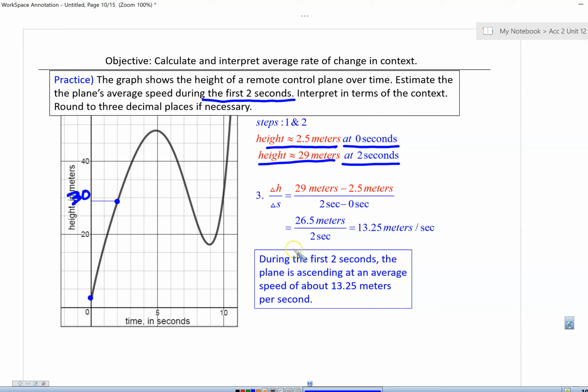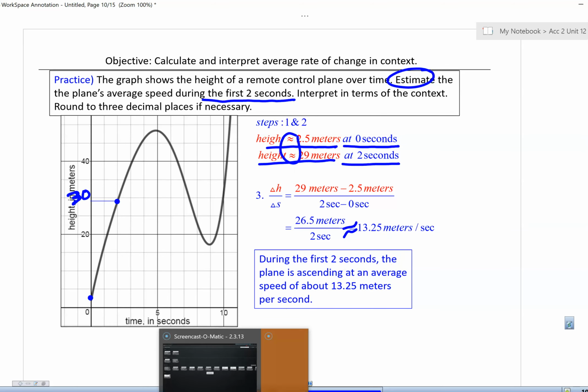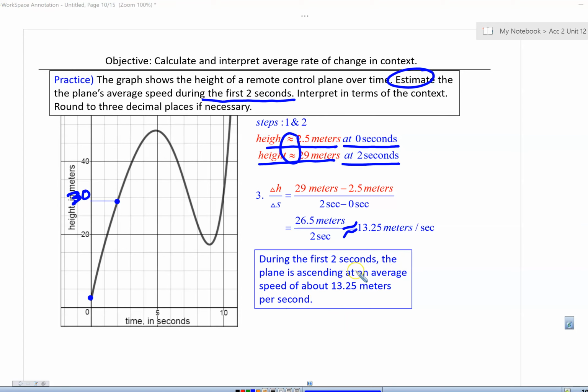And then here, setting it up for the change in height over the change in seconds. And we're looking at here then about 13.25. Again, we are technically estimating or approximating, even though this has an equals, because we did have to approximate our heights. So then here's a possible conclusion that includes all the necessary information. During the first 2 seconds, the plane is ascending. That means that it's climbing or it's heading upwards, like so, at an average speed of about 13.25 meters per second. All right, let's move on.